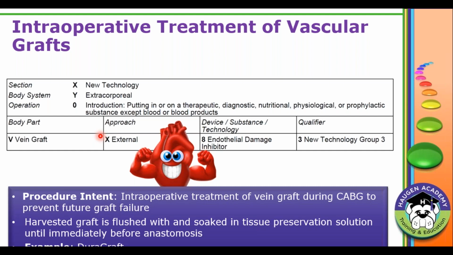For me, what I like to do with these new technology procedures, if you're old-fashioned like me and you still have a code book and get a code book every year, is write the technology into the table next to it so that I know what those keywords are. The example here is Duragraft.